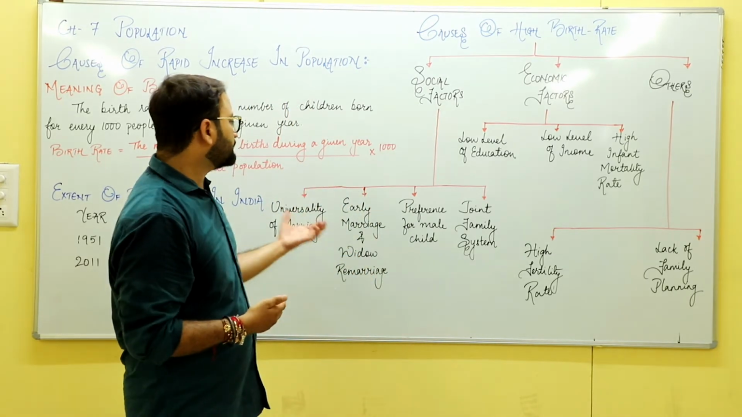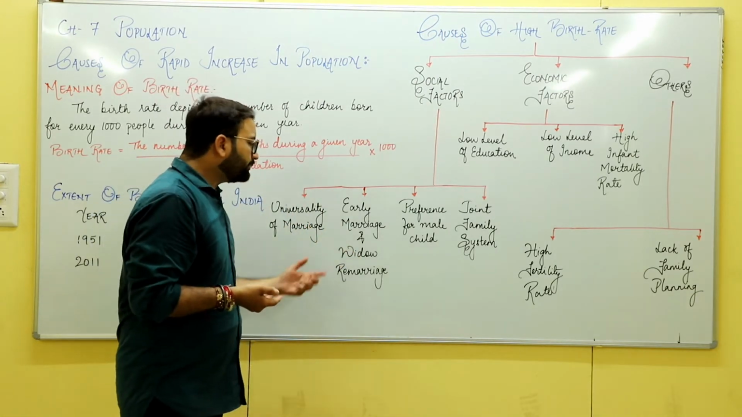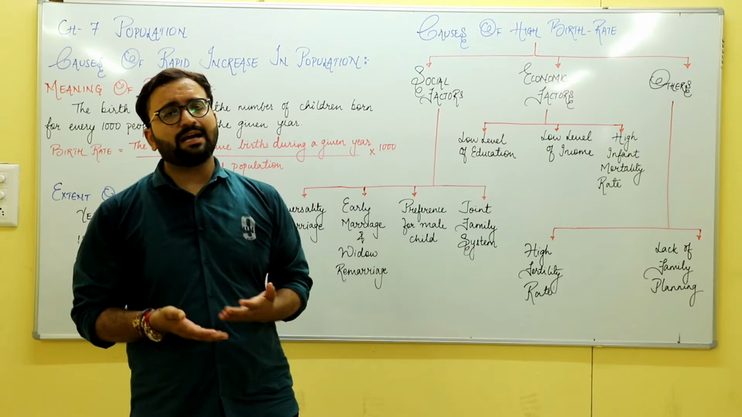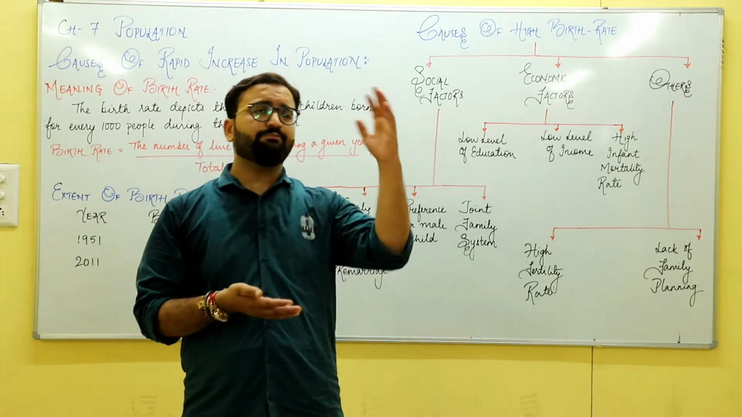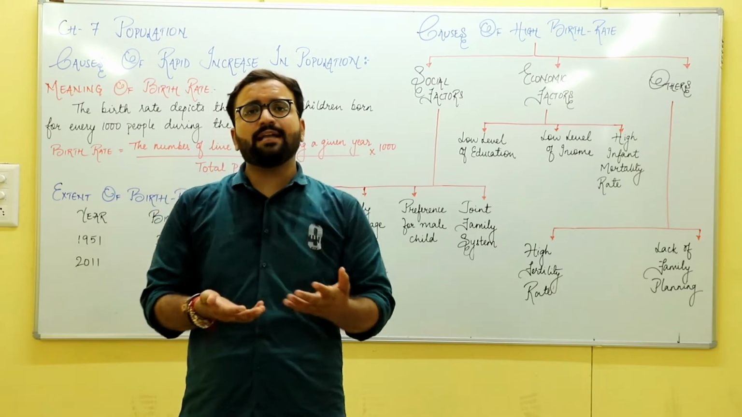So this is another reason why we can say our economy is overpopulated. Third one is widow remarriages. You guys know about this thing. William Bentinck was there, he prevented this thing, and he asked the widows to remarry.